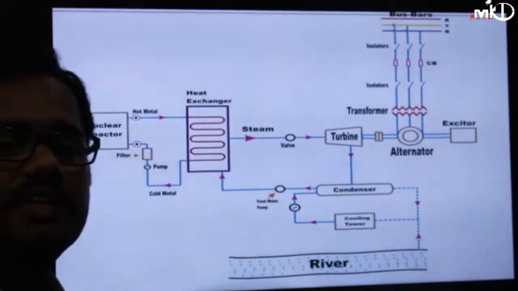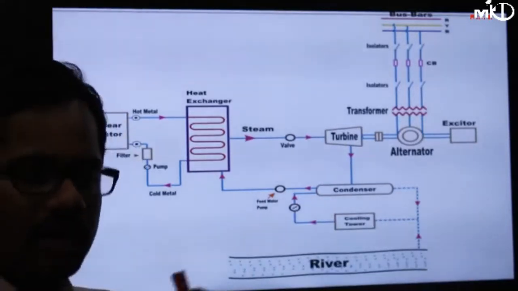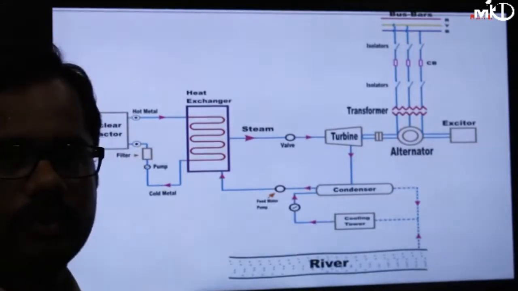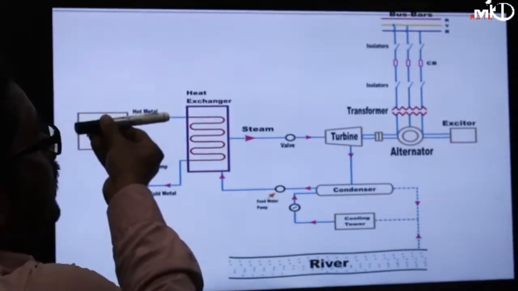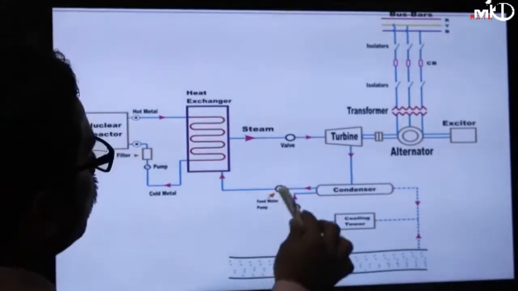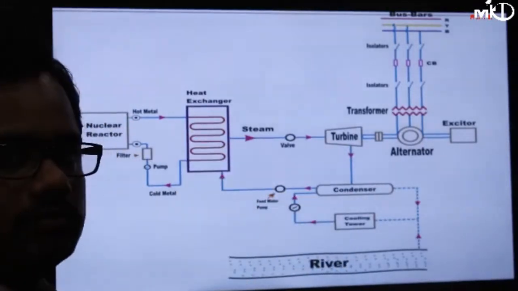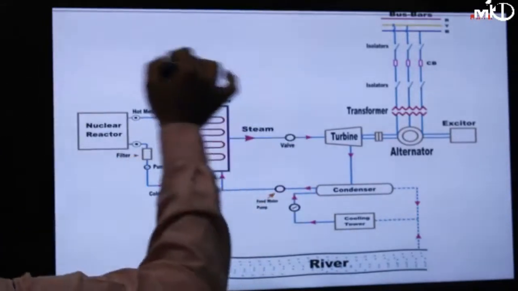What is the function of the heat exchanger? It just exchanges the heat, just transfers the heat, converting the heat to another form. So in your heat exchanger, the hot metal's heat is getting transferred to your cold water. Okay, so this total arrangement is like a boiler.